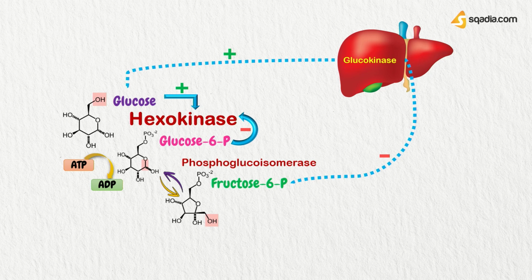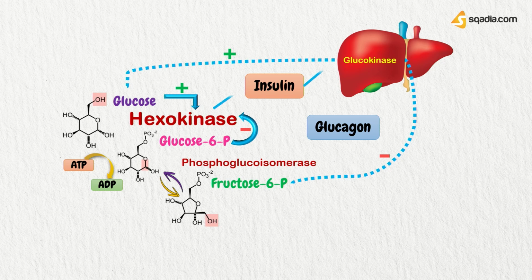If we talk about the hormonal regulation, there will be involvement of insulin and glucagon. There will be insulin whenever there's an increased amount of glucose. Whenever there's an increased amount of glucose, the hexokinase and glucokinase are given signals to make more of these enzymes so that there is more glycolysis going on. Obviously, there is more glucose, so glycolysis should also increase.